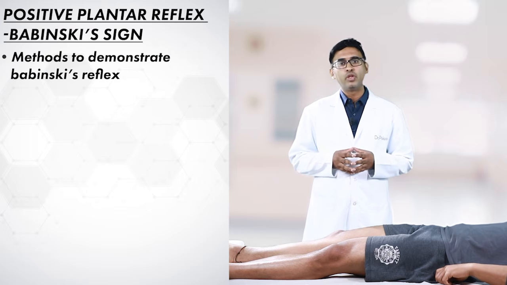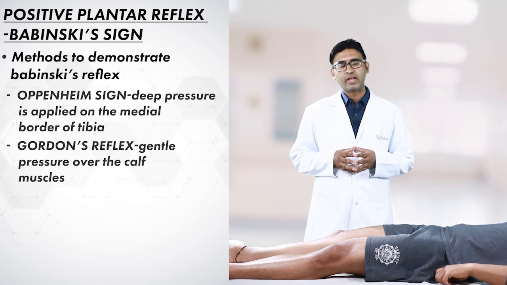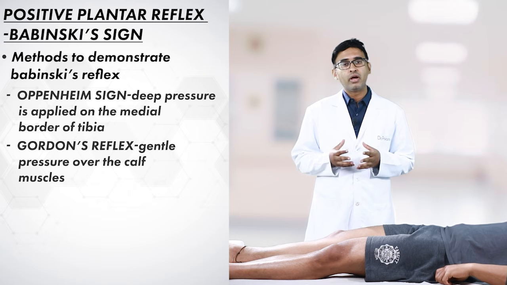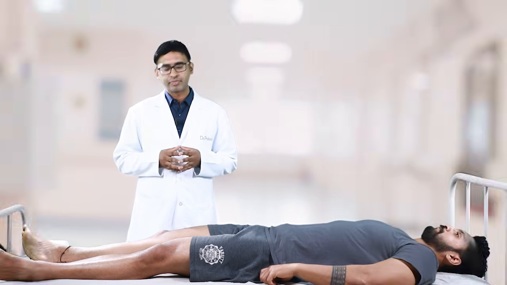One such maneuver is called the Oppenheim sign, wherein deep pressure is applied on the medial border of the tibia. The second way to demonstrate is called Gordon's reflex, wherein gentle pressure on the calf muscles will elicit a positive Babinski's. And the third, called the Schaefer's sign, involves gentle pressure over the Achilles tendon. I'm now going to demonstrate each of these maneuvers.